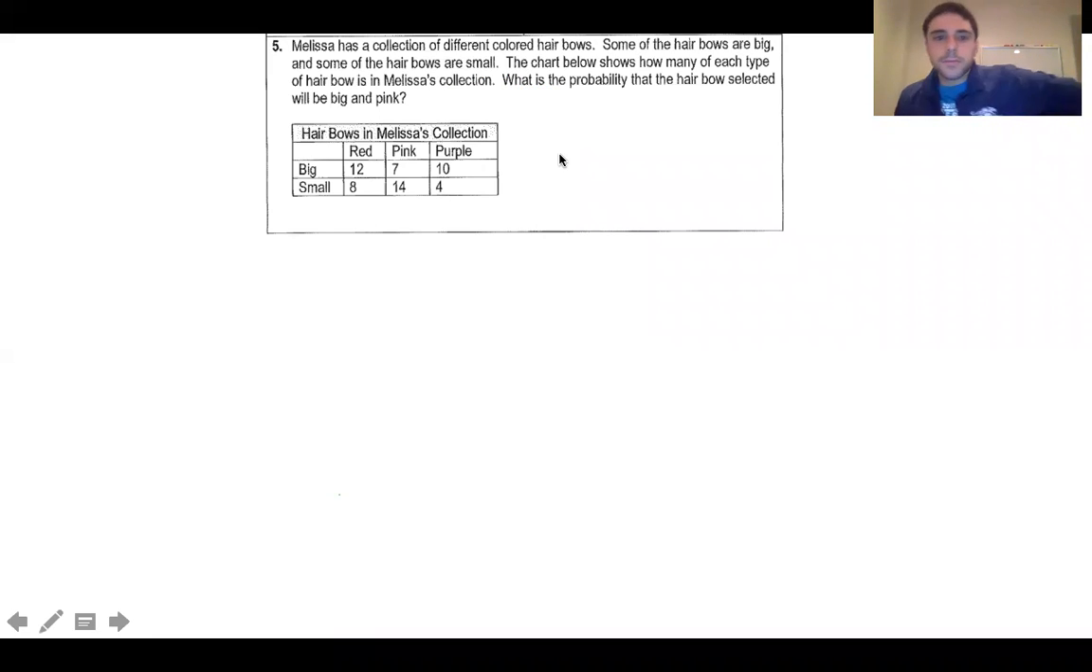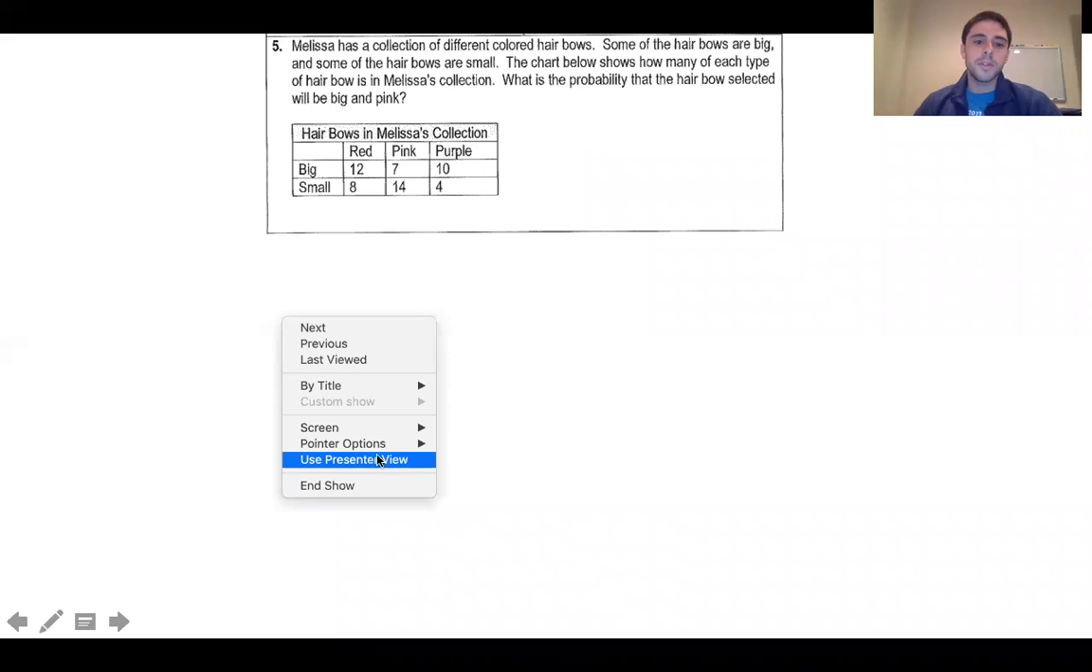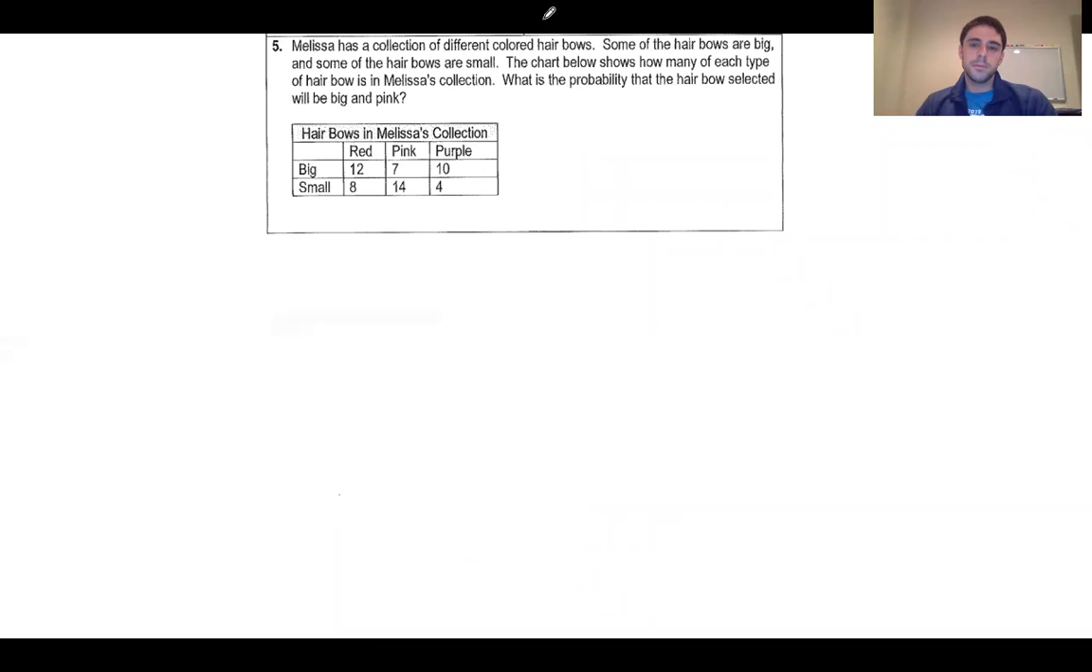All right. Melissa has a collection of different colored hair bows. Some of the hair bows are big and some of the hair bows are small. The chart below shows how many of each type of hair bow is in Melissa's collection. What's the probability that the hair bow selected will be big and pink? How many hair bows are both big and pink?